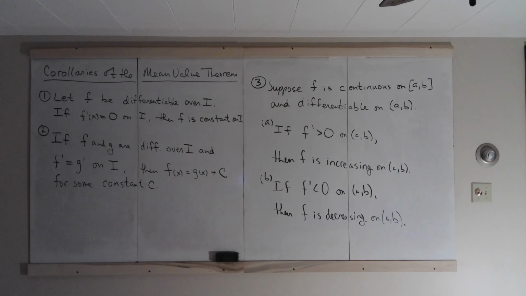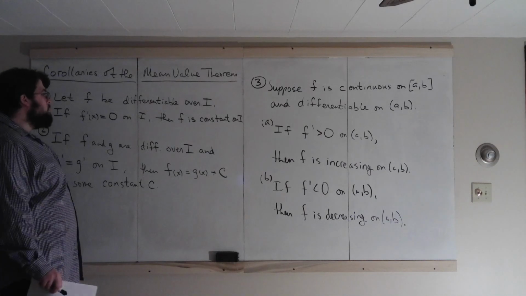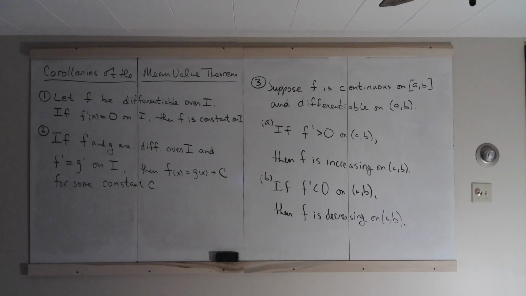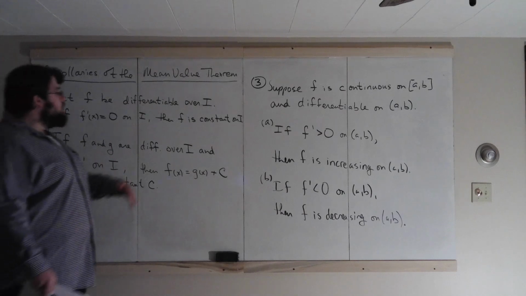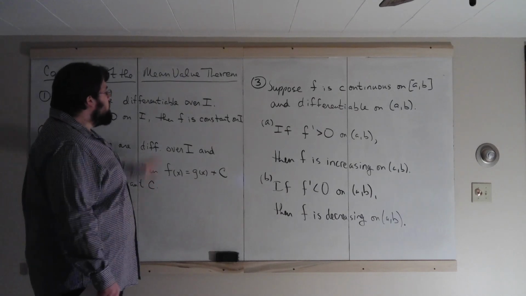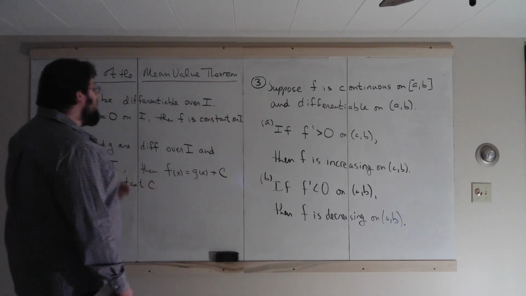Capital I is just some open interval. In these first two, I didn't want to write a to b, so I just wrote I, an open interval a to b. Let f be differentiable over I. If f prime is 0 on I, then f is constant on I. So here, this says if the slopes of the tangent lines are always 0 on I, then you can conclude from that that the function is constant on I.